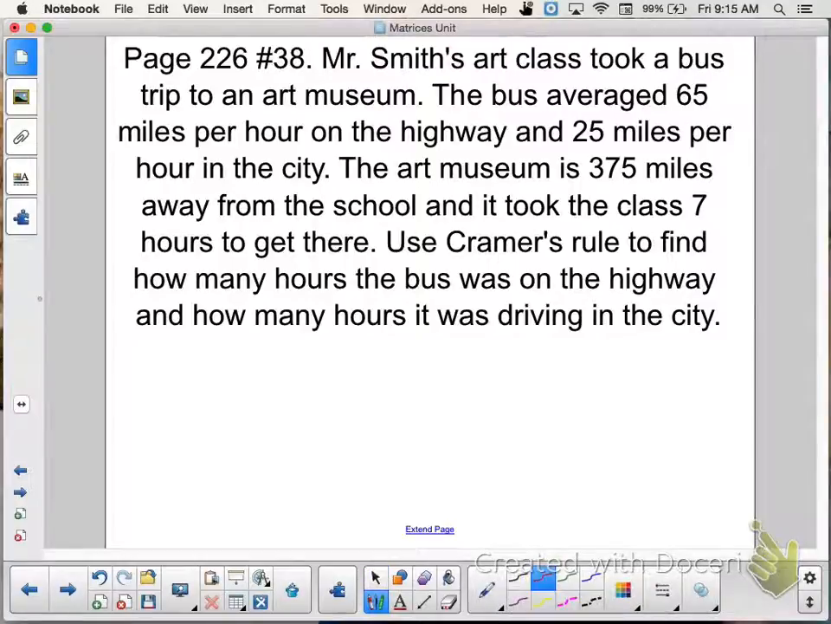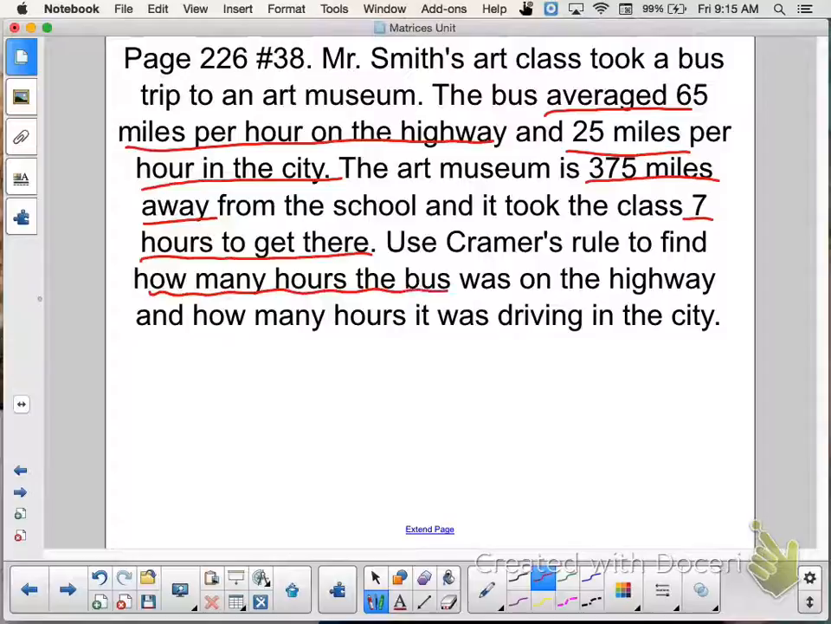We know that the bus averaged 65 miles per hour on the highway and 25 miles per hour in the city. The Art Museum is 375 miles away. It took the class 7 hours to get there. And I want to figure out how many hours the bus was on the highway and how many hours it was driving in the city.